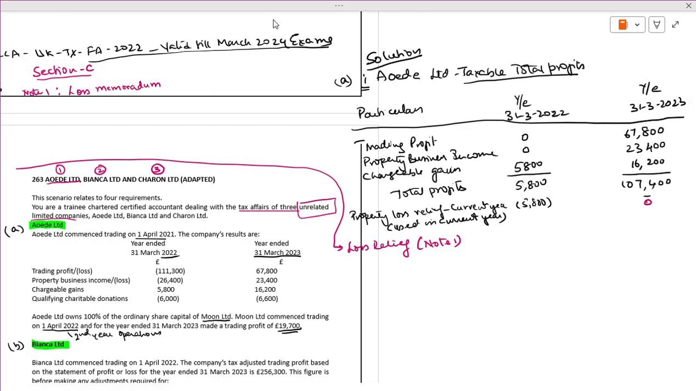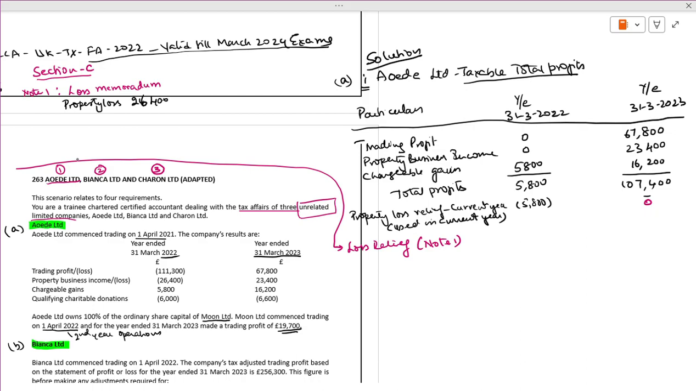Loss memorandum. Okay. Now, property loss is how much? 26,400. Is it? Property loss is 26,400?